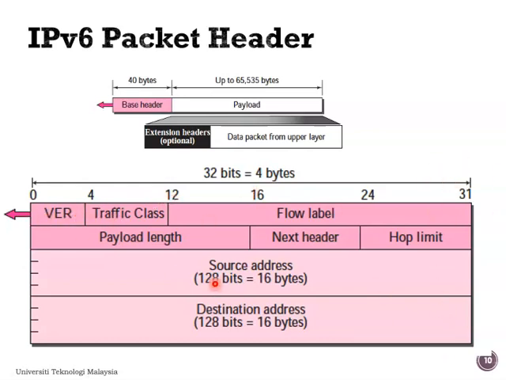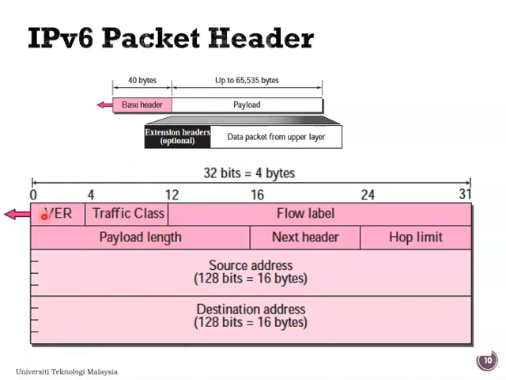We see here that the 40 bytes come from this. For example, here we have 32 bits, which is 4 bytes, in the first line. The second line is also 4 bytes, and for the addressing, the source address is 16 bytes and the destination address is 16 bytes. So 16 plus 16 plus 4 plus 4, the base header here is 40 bytes. The payload goes up to 65,535 bytes. There are also options for the extension header.